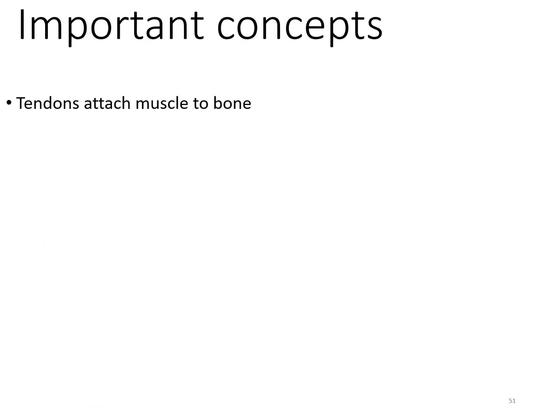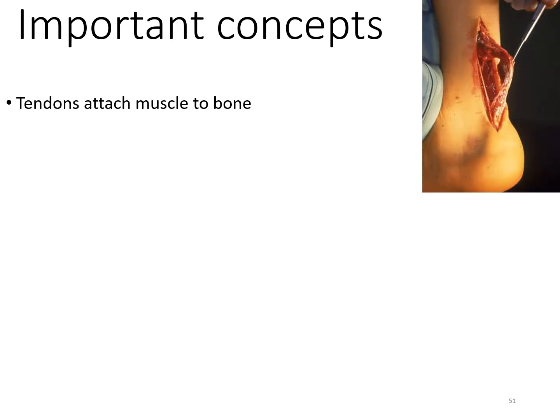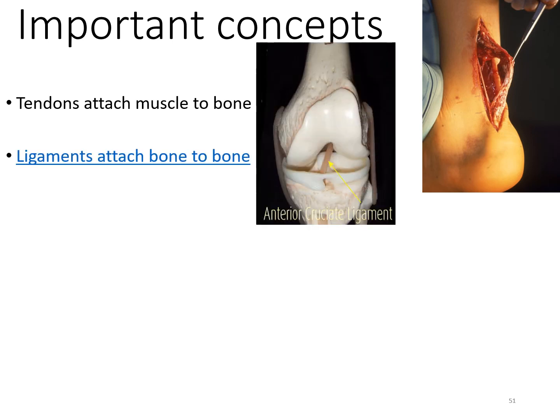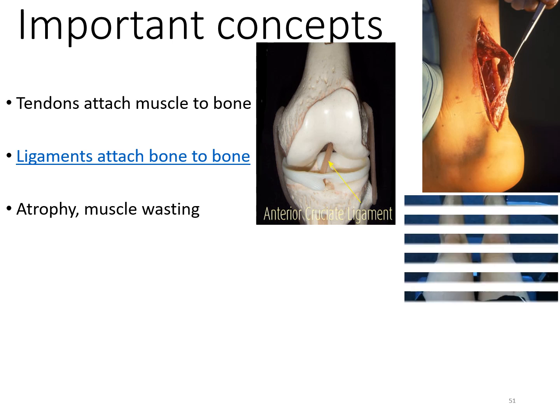Okay, some important concepts to get across. As previously mentioned, tendons attach muscle to bone. So there's a picture of an Achilles tendon, which attaches the gastrocnemius and soleus to the calcaneum, muscle to bone. Ligaments attach bone to bone, like the anterior cruciate ligament that we mentioned very early on in this 1 hour 50 presentation. Atrophy means muscle wasting.